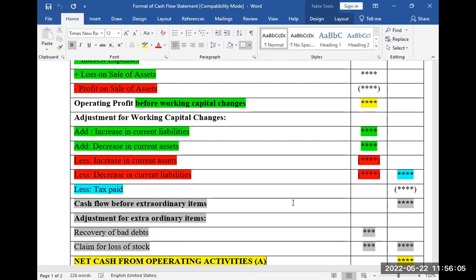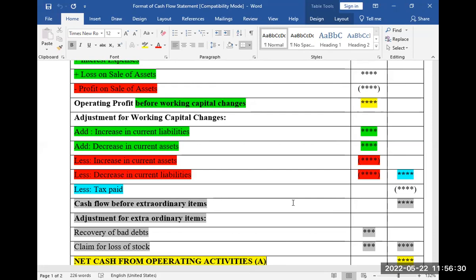Okay. Opposite of these two should be added. Increase in current liability to be added, decrease in current assets to be added. Okay. After doing this, you have to minus tax. Tax paid. Okay, to the tune of your operating activity, tax is just going up or coming down. So you have to minus tax. The remaining is called cash flow from operating activity.